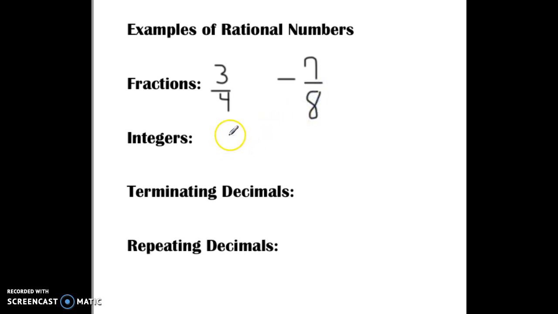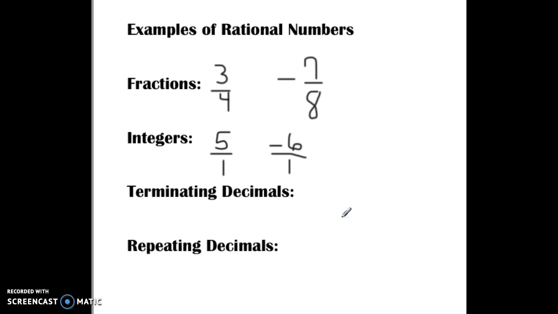Now let's talk about integers, like the number 5. Can that be expressed as a fraction? You better believe it. All you have to do is put it over 1. So what if we had -6? Can that be expressed as a fraction? Sure, put it over 1, and it's still -6. Now, the next two things are pretty easy, but are very important.